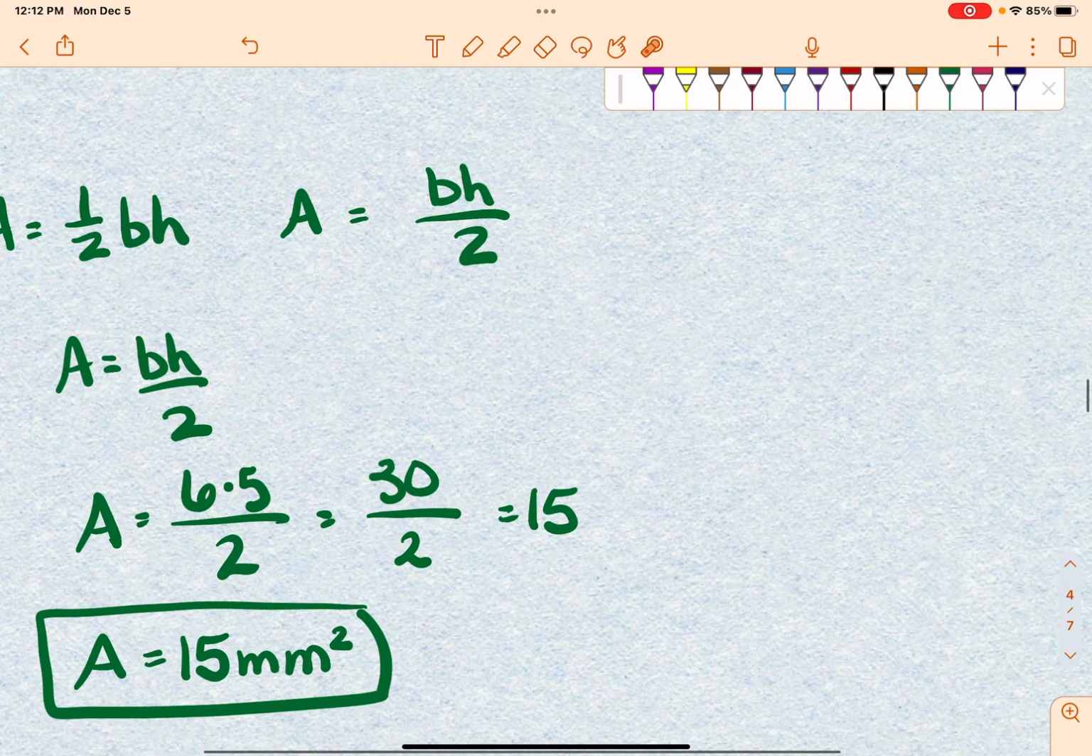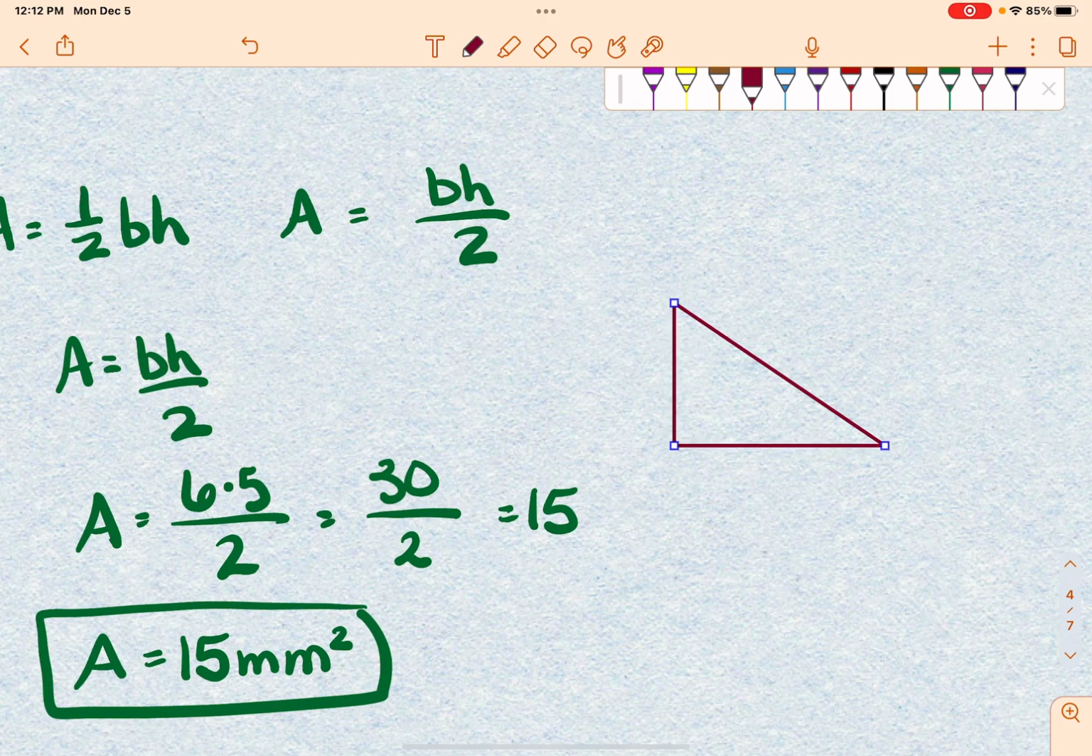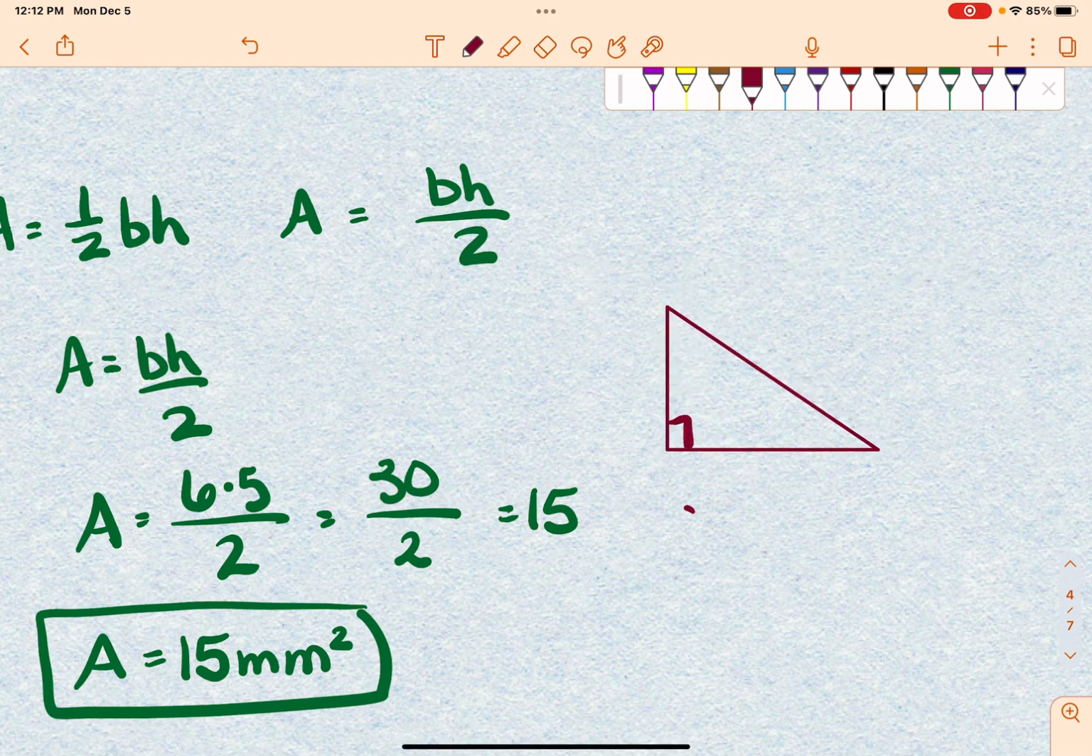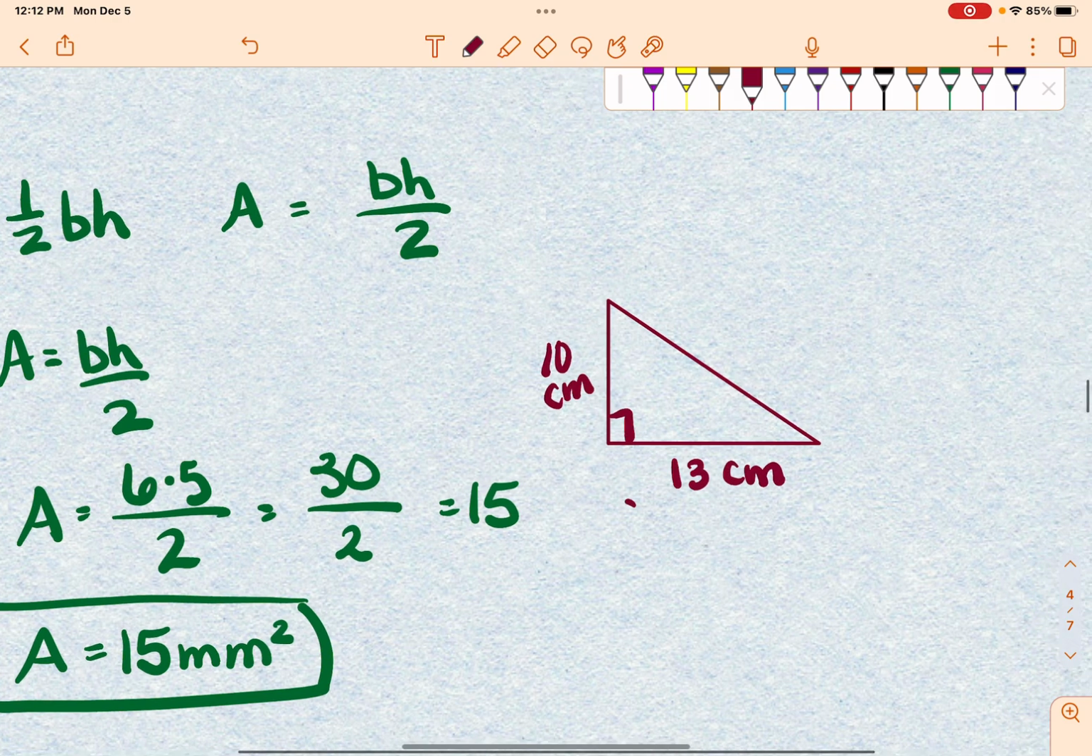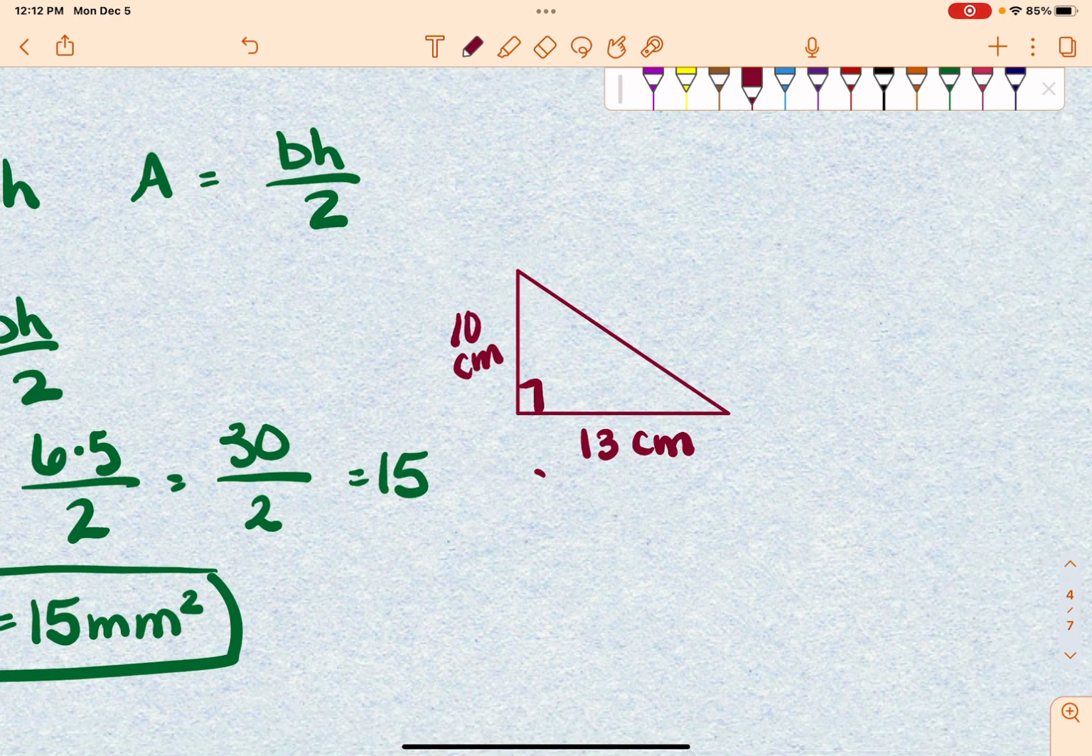Now sometimes with a triangle, you might get lucky and have one that looks like this. The difference in this problem is this side would be my height. So let's say that's 10 centimeters, and let's say this is 13 centimeters. The good news is if it has a right angle, that little 90-degree angle, this is going to be your height, and that's going to be your base.